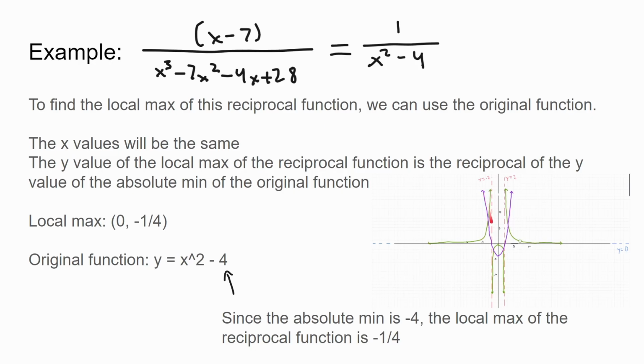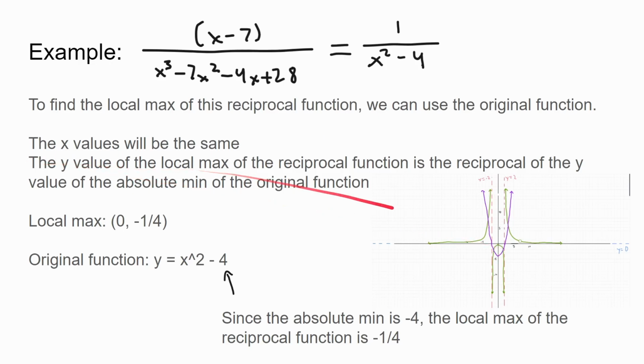I drew in the original function over here in purple. The original function is y equals x squared minus 4. So the reciprocal function is 1 over x squared minus 4. The x value will be the same. So the local max, you see they both have the same x value. They're both at x equals 0.